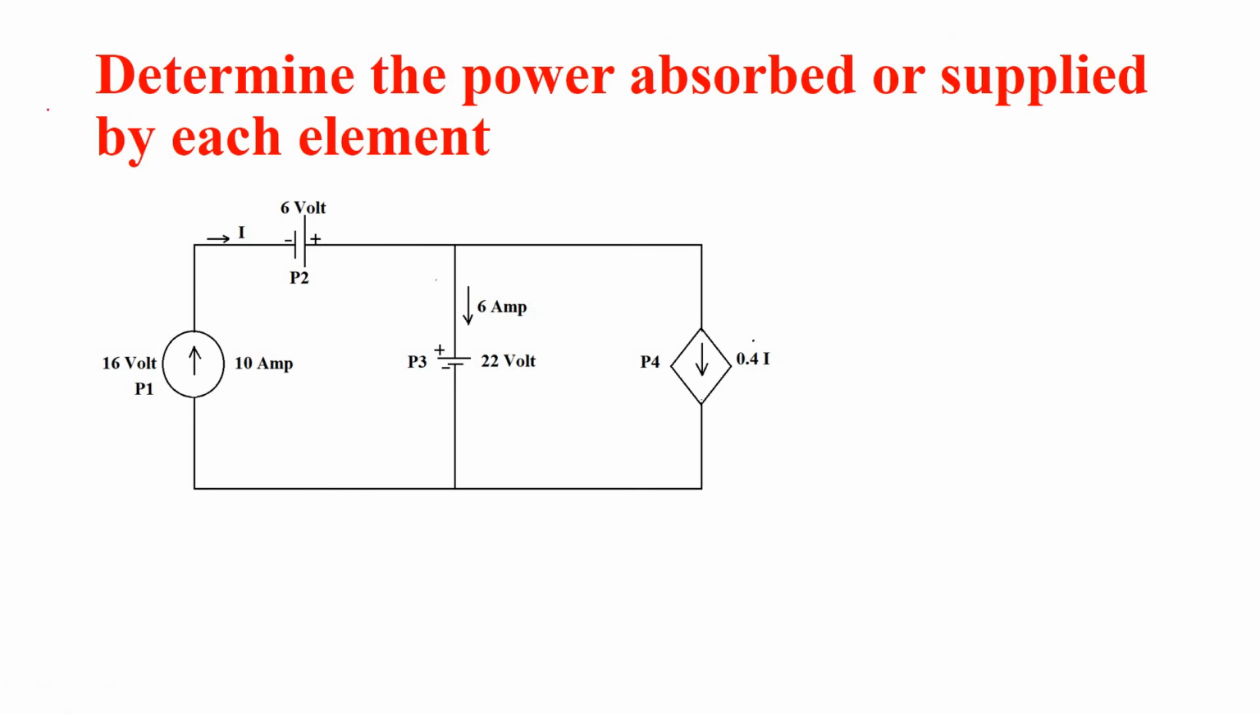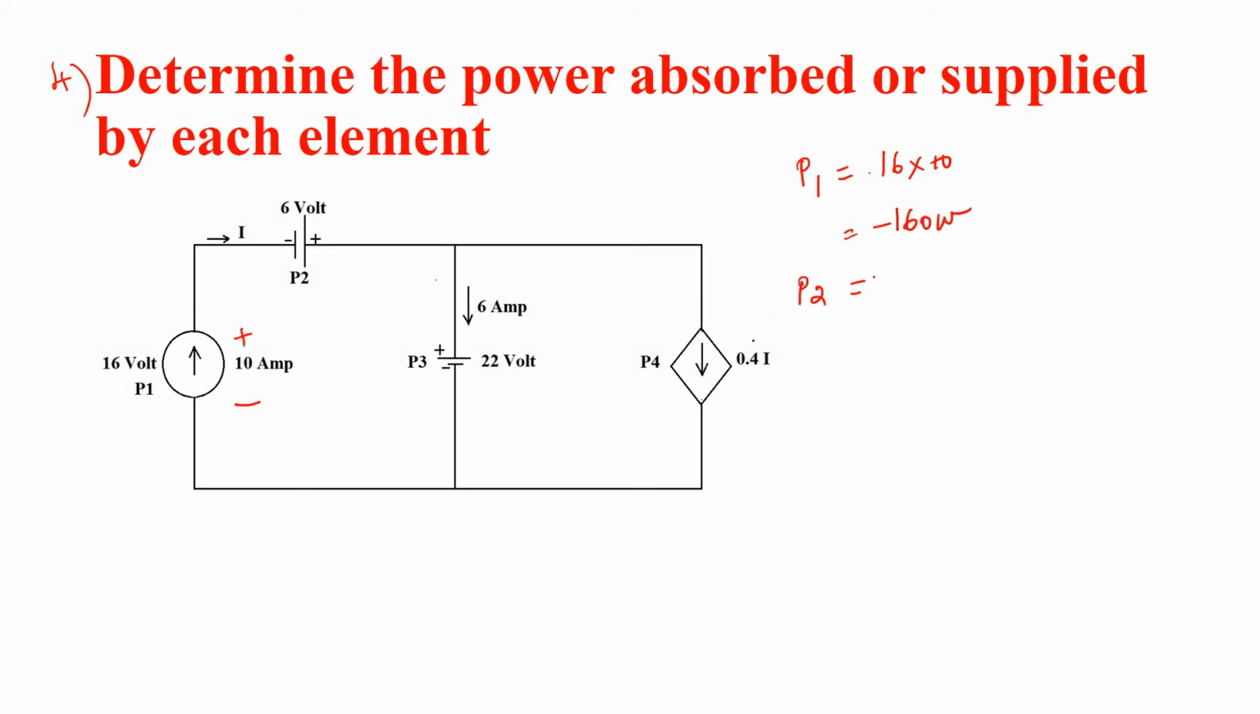Next, problem number 4. Determine the power absorbed or supplied by each element. So first of all you have to consider here, this is the current source. Here first consider this element. Here the power is delivered, or negative delivered. Current is entering into the negative terminal. So the power delivered or supplied, P1 equal to 16 into 10, that is minus 160 watt.